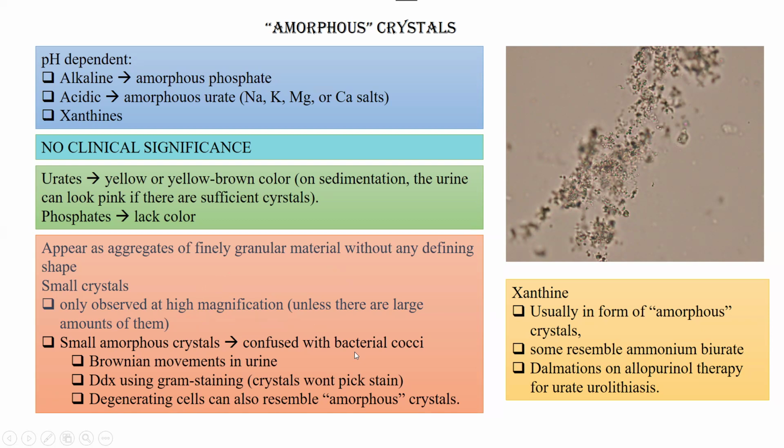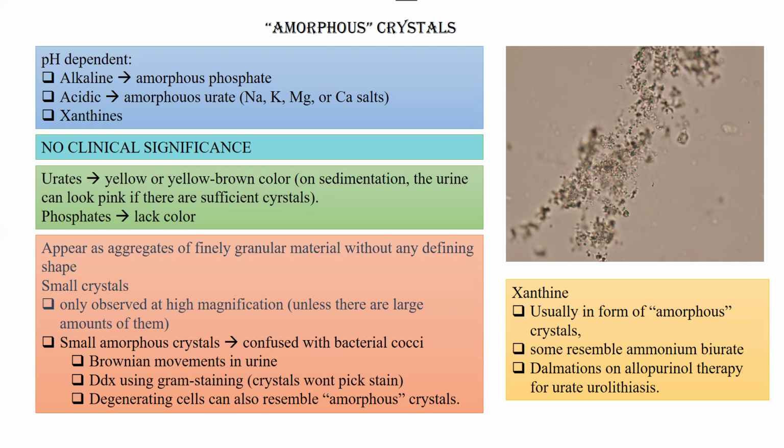And why? First, cocci are also round in shape, and their appearance looks like this, the same as amorphous crystals. These are round, small granular structures, so they can be confused based on their appearance. Not only that, they are also confused because these crystals have Brownian motion in the urine, so they are moving a bit. The same goes for bacterial cocci, because bacteria are living things, so they will definitely have some movement. And that's why it is important to differentiate bacteria from the crystals.